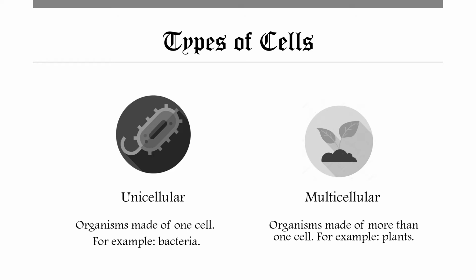There are two types of cells, unicellular and multicellular. Unicellular are organisms made of one cell, like bacteria, for example. Multicellular are organisms made of more than one cell, like plants, for example.